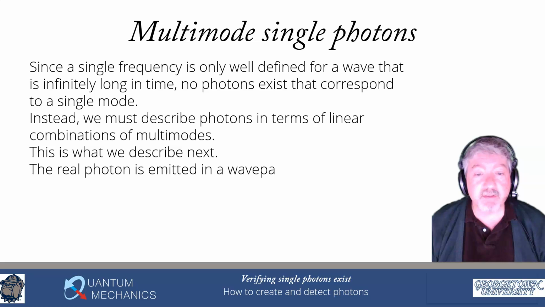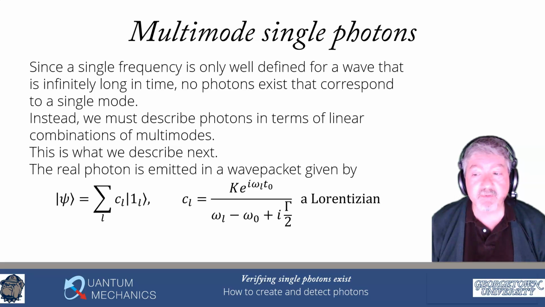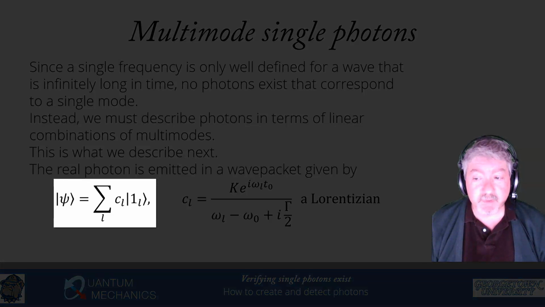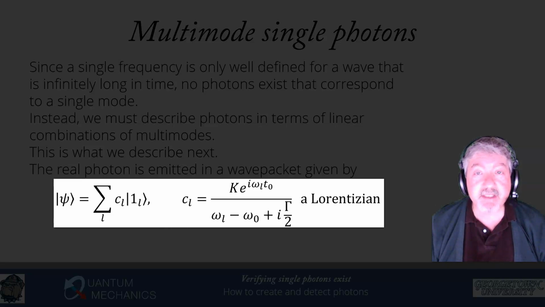And the real photon is emitted in this wave packet, which is going to be given by the following form. So the state psi is going to be a sum over L of C_L times the single photon states in each mode L. The C_L are just numbers, they're coefficients. We're going to choose those numbers as a Lorentzian, which is a very particular type of functional form that has a peak at a central point and then decays like 1 over the square of the frequency away from the center.